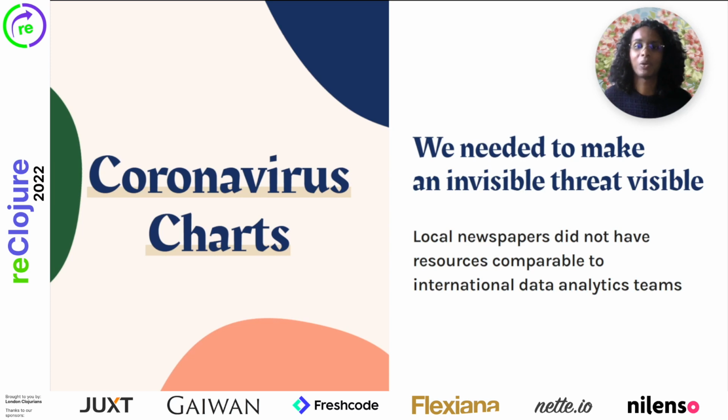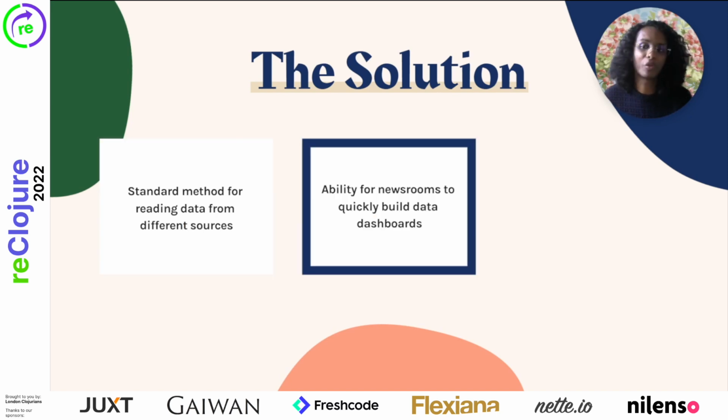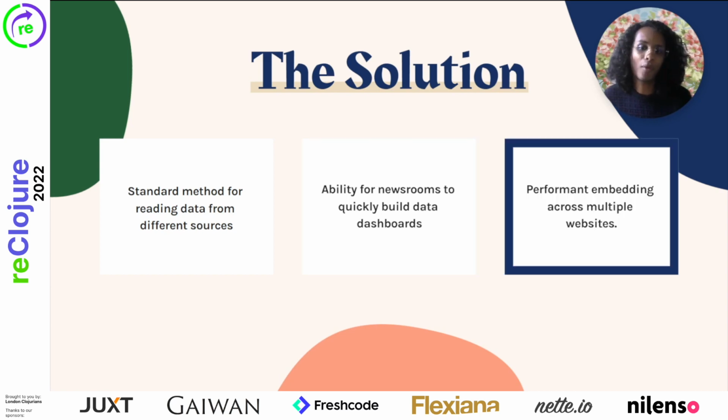And so I thought that I could help, and I came up with a plan in order to make a standard method for reading data from different sources. So even as new sources come in, the system should be able to gracefully accept it. Give newsrooms the ability to quickly build data dashboards, whatever their particular requirements are, and whatever country they're from. And finally, to give performance embedding across multiple websites, whichever type of website it is, we should be able to adapt.